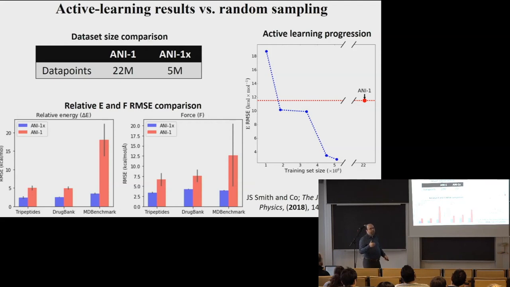So I think if you train potentials like that with random sampling, you should definitely have a look at this. Basically, what we see is a universal improvement in the accuracy of energies and forces for every benchmark you can think of.